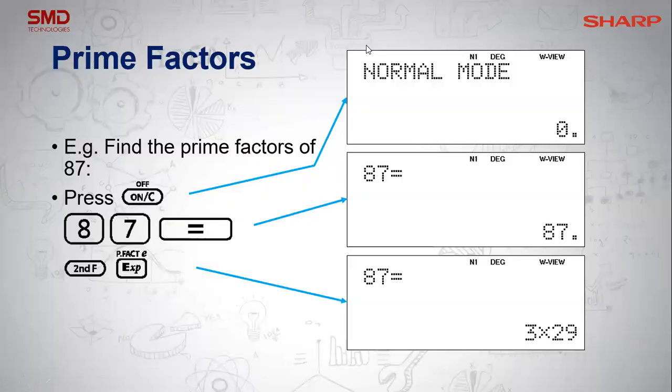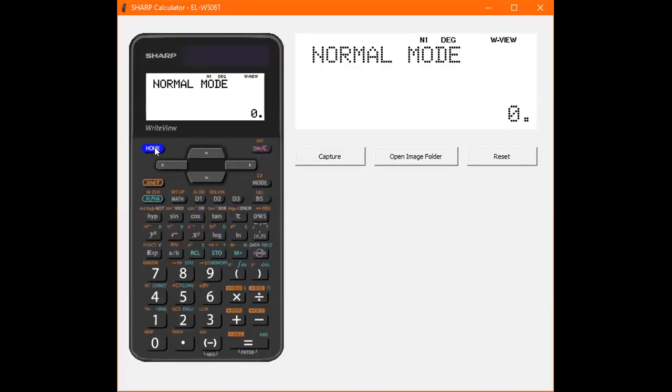Then of course we've added some new functions as well. So you've got prime factors. So if I press the home button, it'll just take me back to normal mode. Then if I want the prime factors of say 96, I type in 96, I press equals, and then I say second function and exp, and it will give me my prime factors.